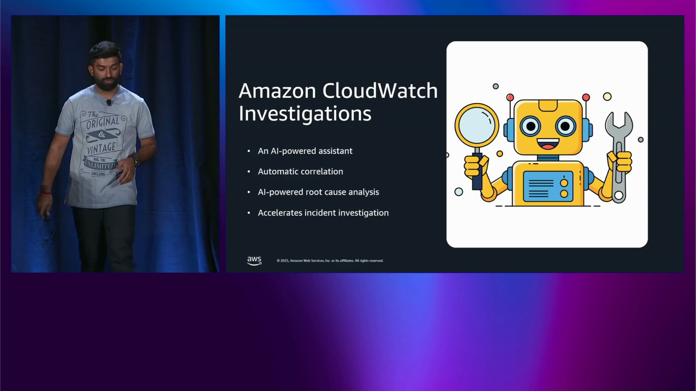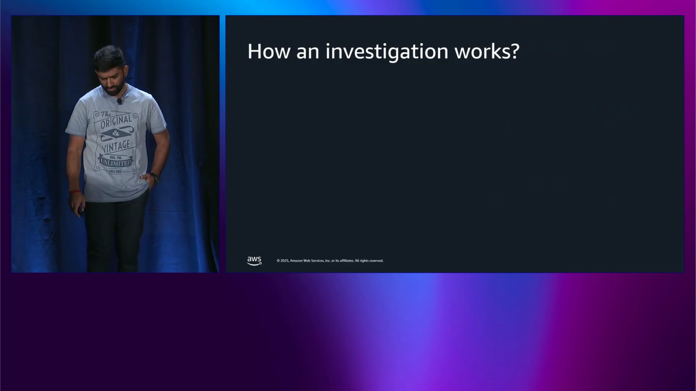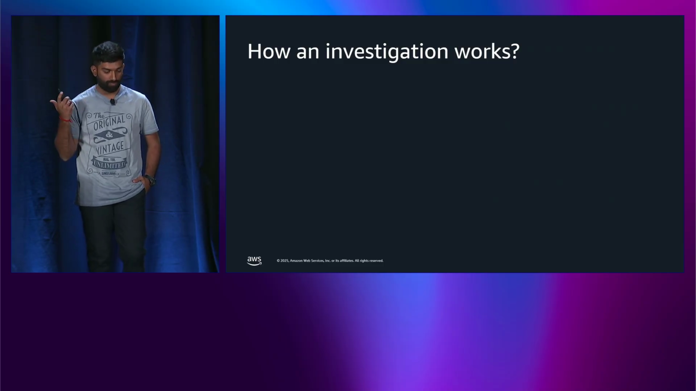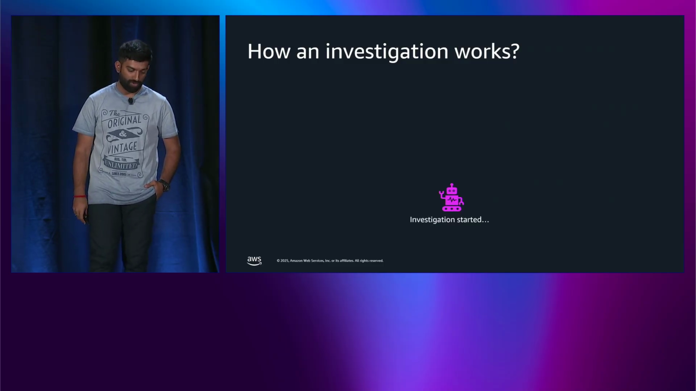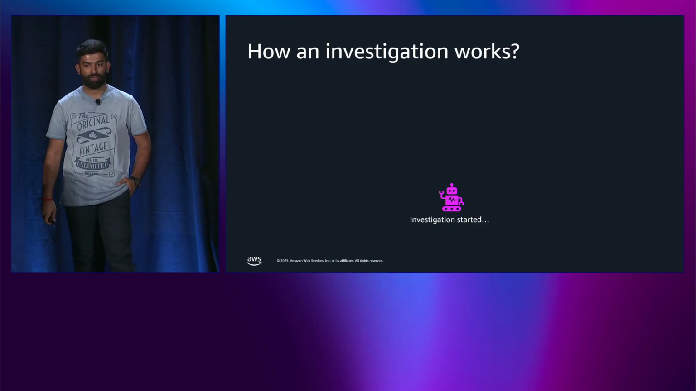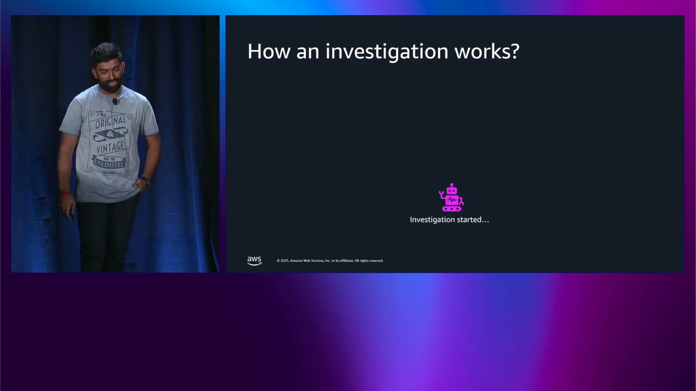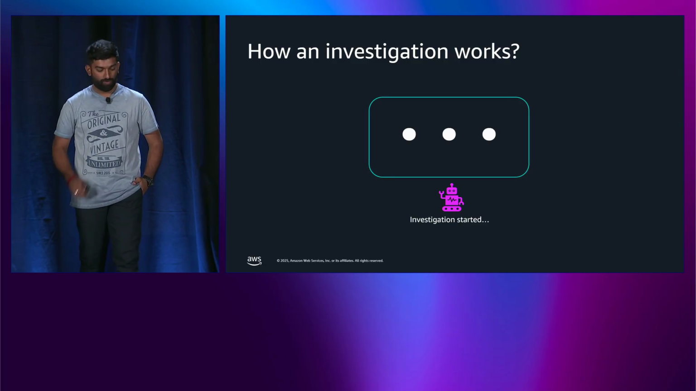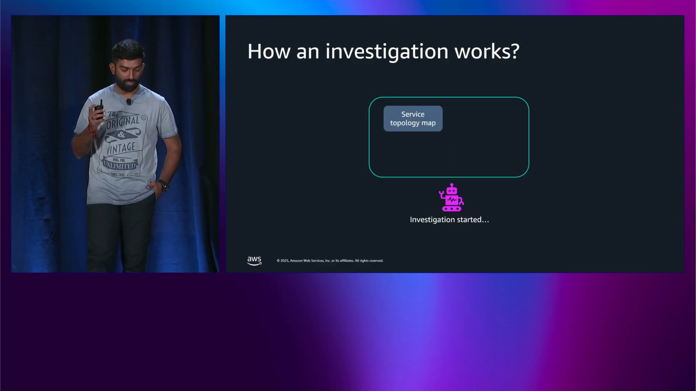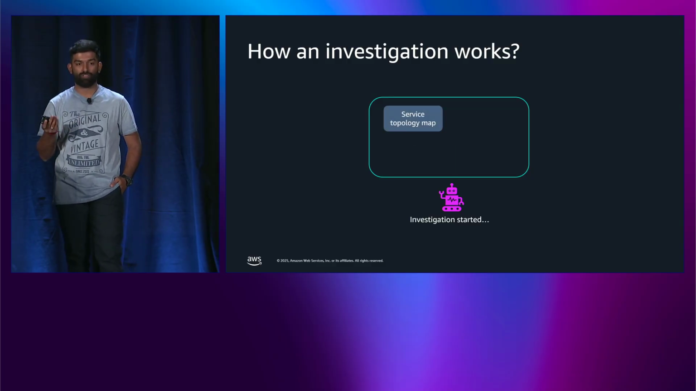So let me walk you through how this actually works behind the scenes. Let's say we start the investigation using features, and here is your AI buddy right there. What happens is that once the investigation starts, the agent will first form the service topology.